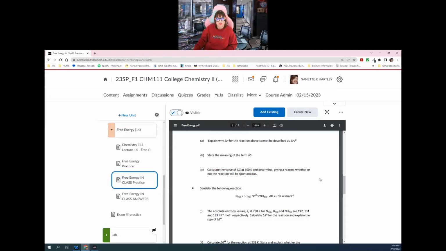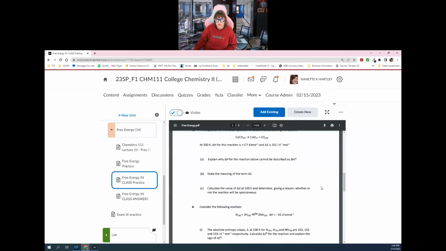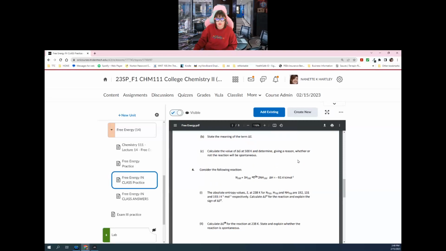Calculate the value of delta G at 500 degrees Kelvin and determine, giving a reason, whether or not the reaction will be spontaneous. So delta G equals delta H minus T delta S. Make sure you do the conversion of this one so that it's in joules. And then based on the sign, you can predict the spontaneity. If it's less than 0, it will be spontaneous at 500 K. If it's greater than 0, it will be non-spontaneous and will only go the reverse direction.